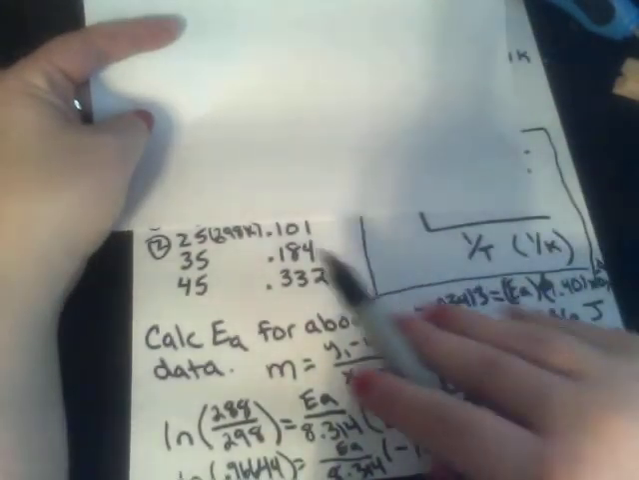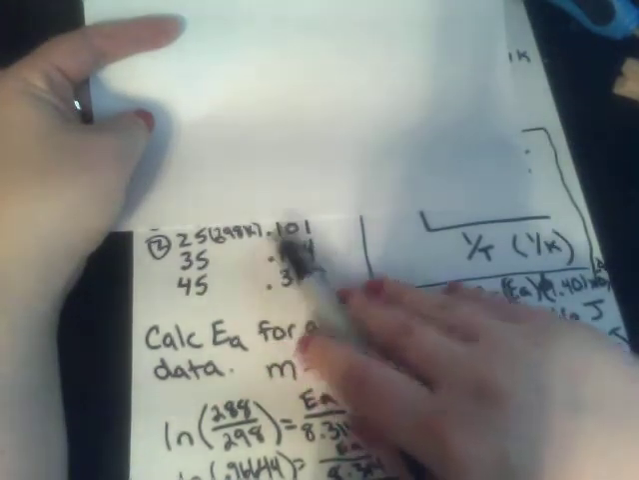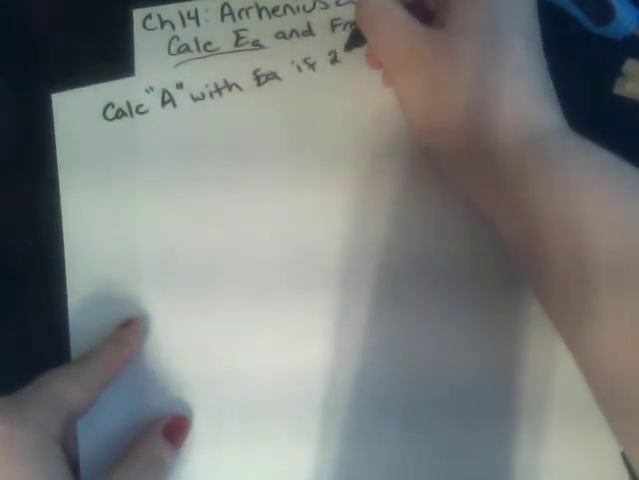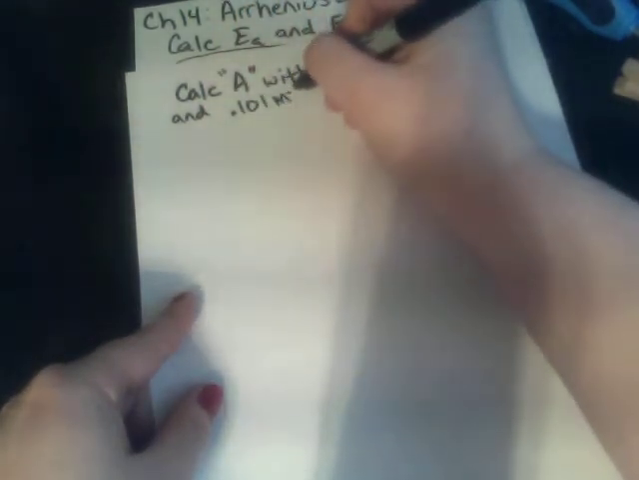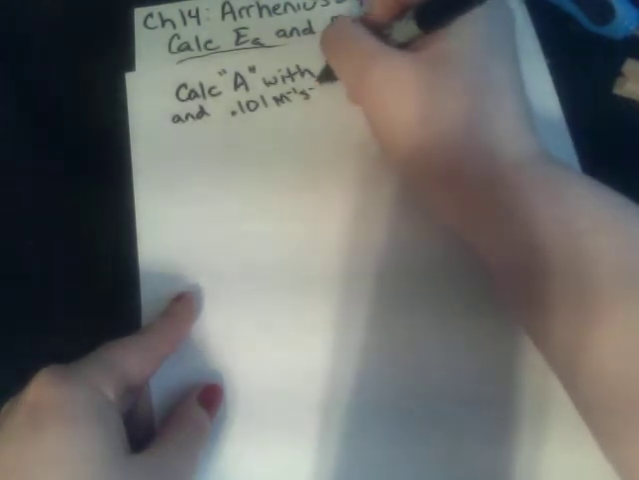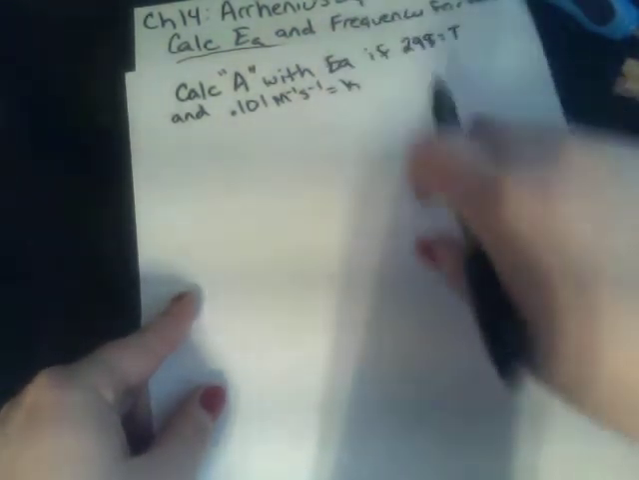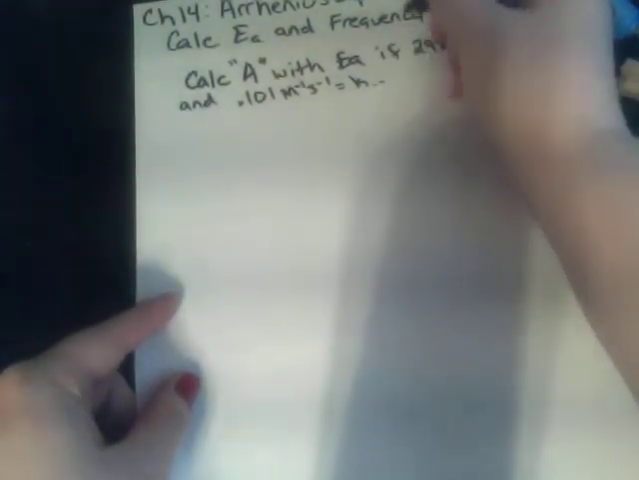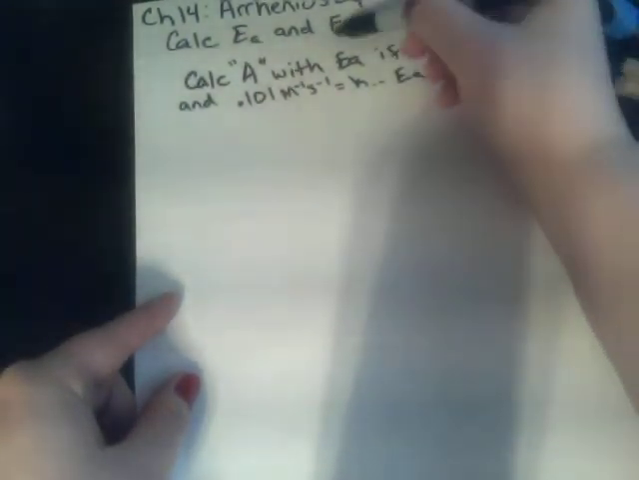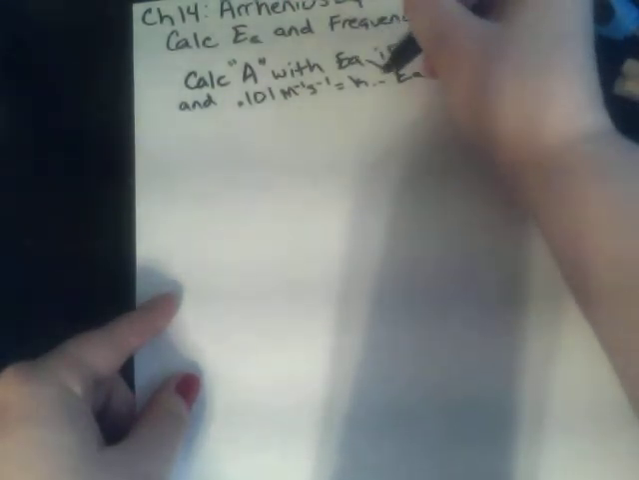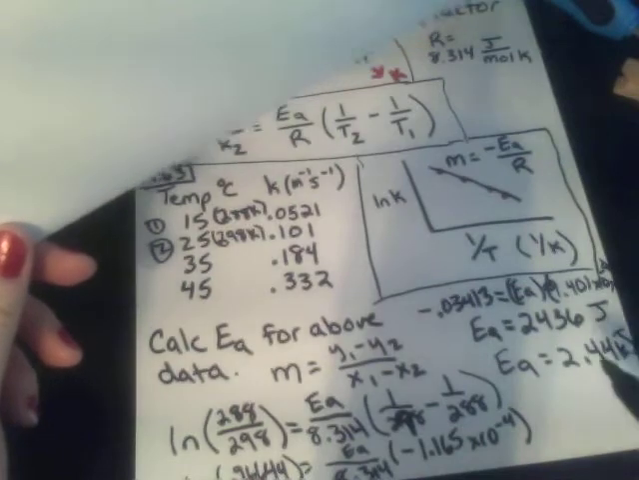So let's use, how about data point number 2? So 298 is our T, and 0.101. So 298 equals T and 0.101 molarity per second equals little k, right? And we also know that E sub A, sorry, this is all off the rails here. We know that E sub A equals 2436 joules.